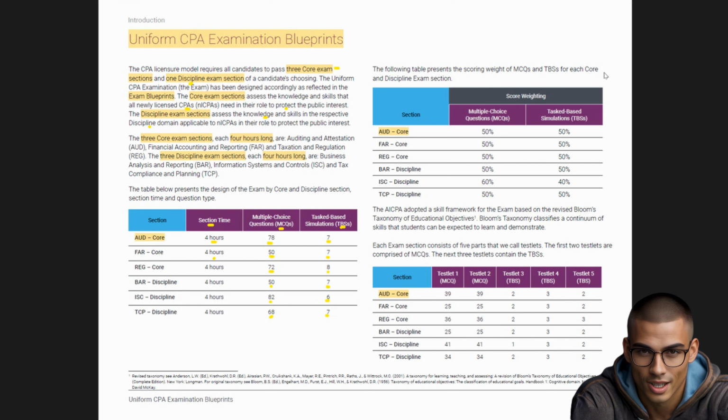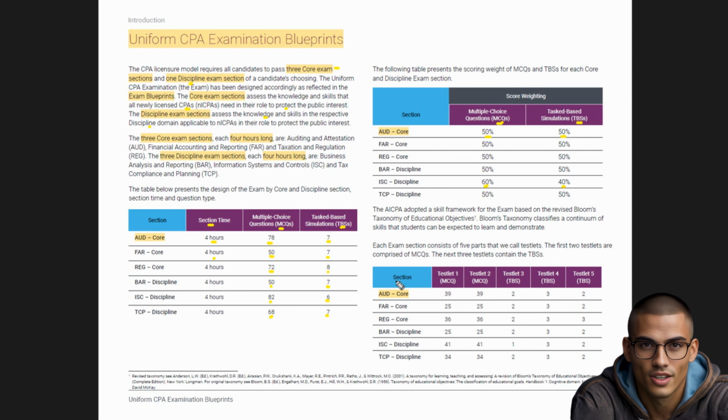So how is the weight distributed between the multiple choice questions and the task-based simulations? Well, for the most part, all the exams have a 50-50 distribution. So the weight of the multiple choice questions is going to be 50% of your exam score, and the weight of the task-based simulations is going to be the other 50% of your exam score. The only exception is ISC, where the multiple choice questions are 60% of your exam score and the task-based simulations are 40% of your exam score.